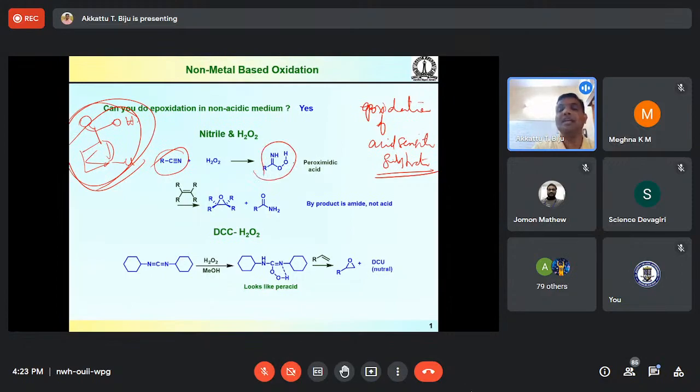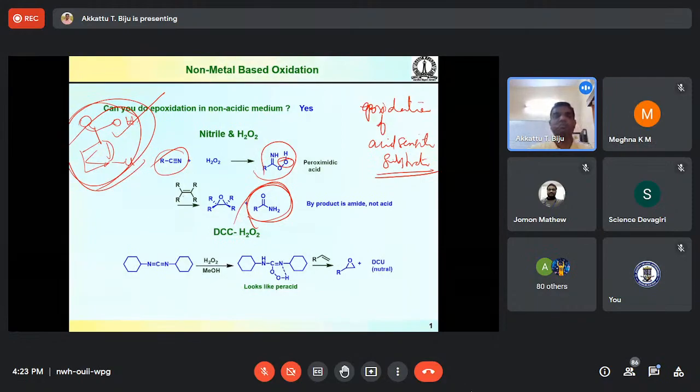It is not very reactive, that the peracid, and this peroximidic acid also can do the same job by transferring this oxygen to this olefin, converting the peroximidic acid to an amide. So earlier MCPBA will convert it into acid, but peroximidic acid will be converted into an amide. So acid sensitive functional groups can be tolerated under the reaction conditions.